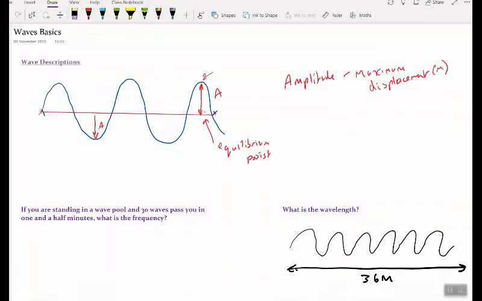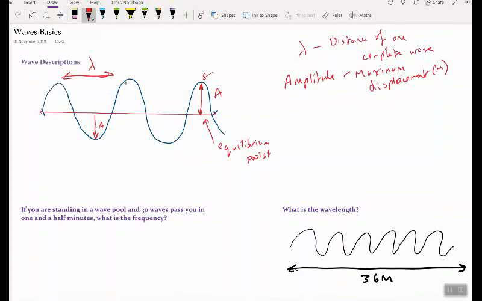Another important one is our wavelength. Now, us physicists are lazy. We don't like using lots of words, so we're going to use a symbol instead for wavelength, and this symbol is lambda. That's the symbol for wavelength. A wavelength is just the distance of one complete wave.